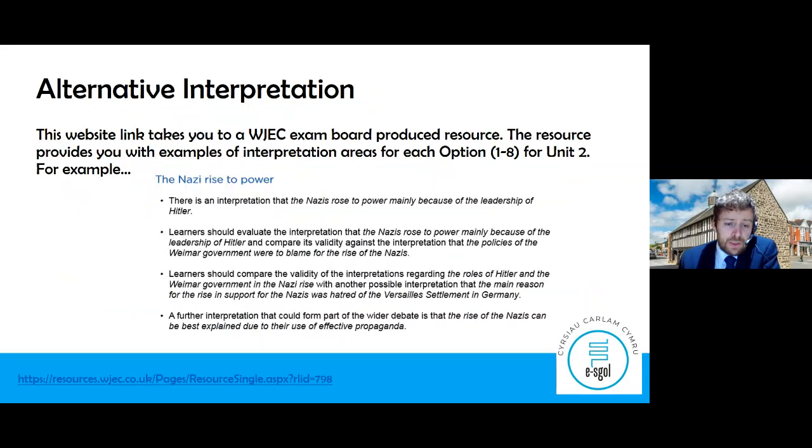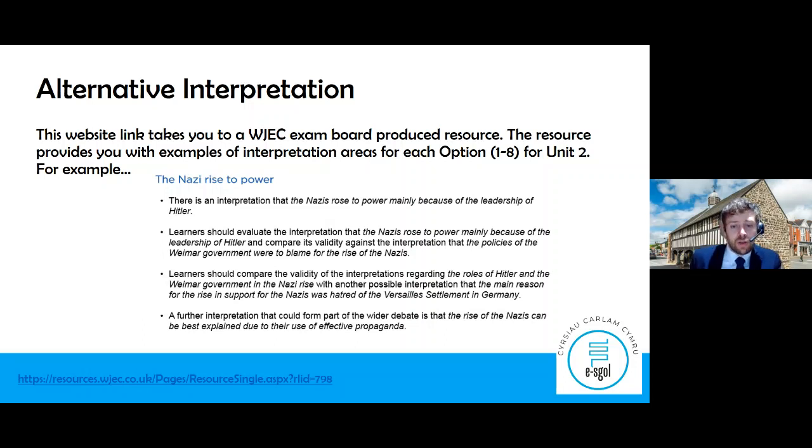So, this link here on the website at the bottom, which should be clickable on the resources uploaded to the Catalan Cymru website, will take you to a good source of these alternative interpretations. As it says there, this website link takes you to the WJEC Exam Board produced resource, and the resource provides you examples of interpretation areas for each of those options 1 to 8 for Unit 2. So, for example, our key issue in the question has been about the Nazi rise to power. And so, as it tells here, it's given you those different ones.